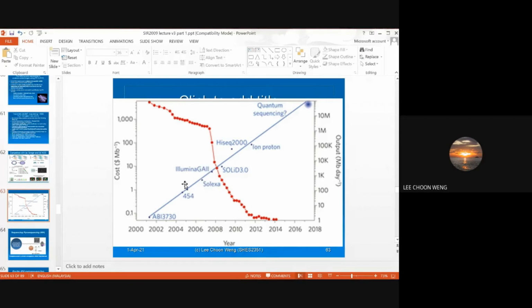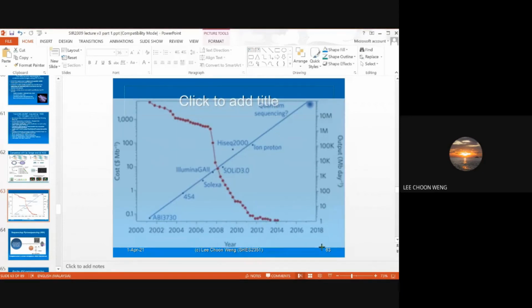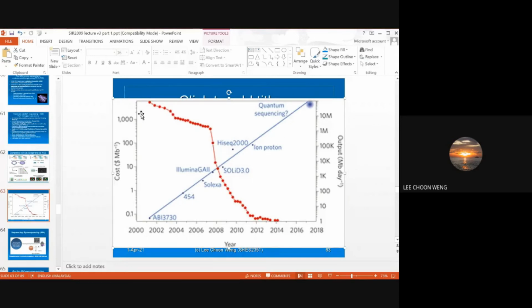Not only has the price come down, but the amount of output per day has increased tremendously. So that is the present state of sequencing now.